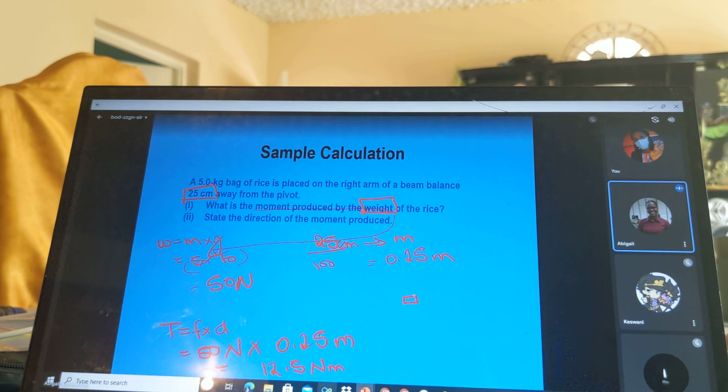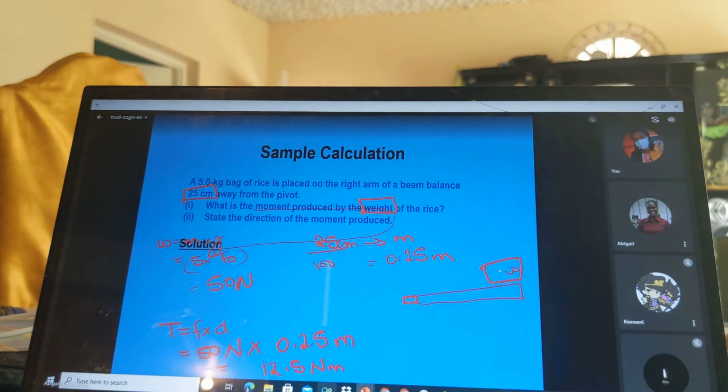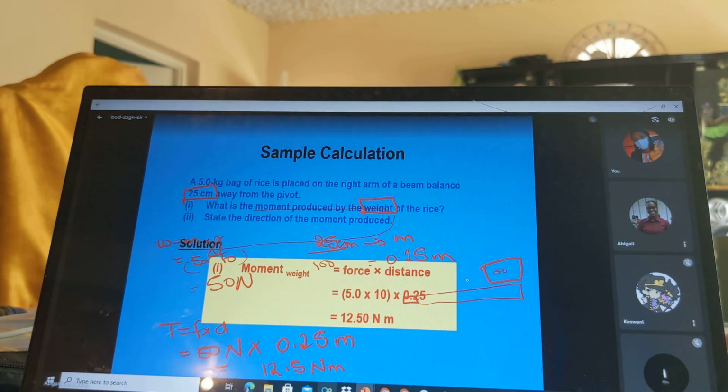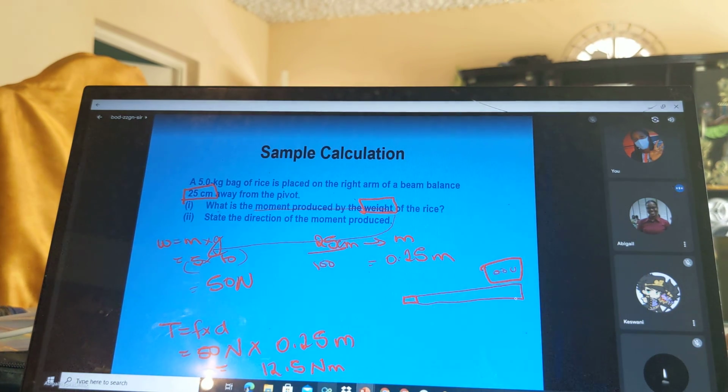And when we drew it like this, the rice was over here. What direction did it go in? Clockwise. The weight will be pushing down on the thing in that direction, and it is going to move clockwise. If it was on the other side, over there, it would be anti-clockwise. Right, but because it is moving clockwise.